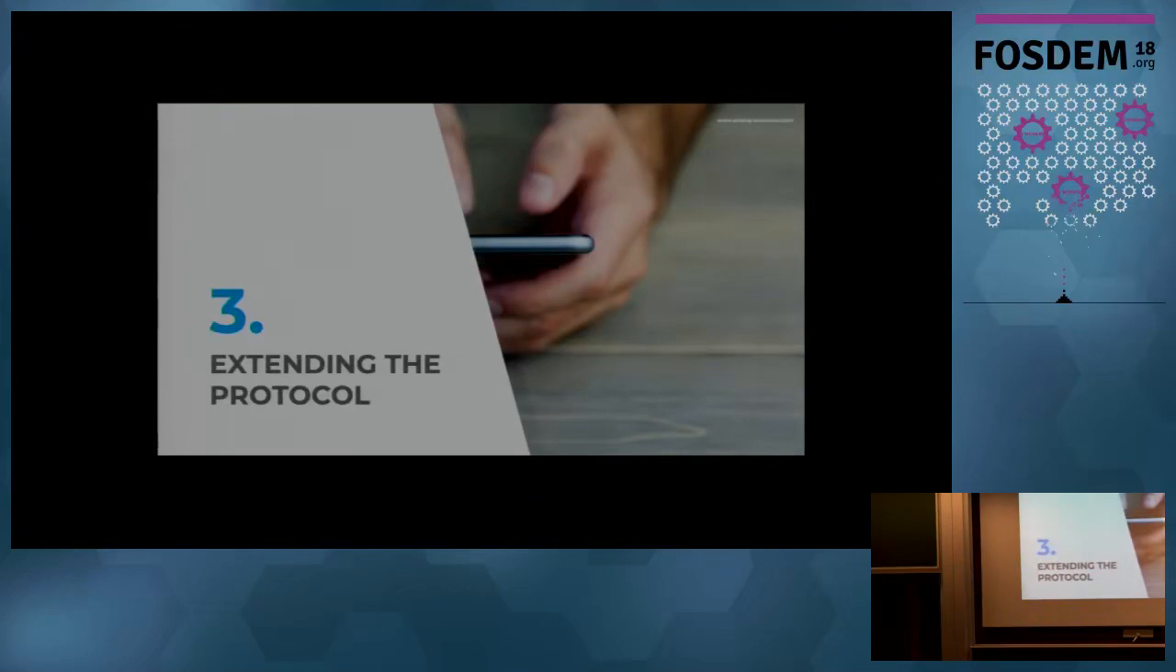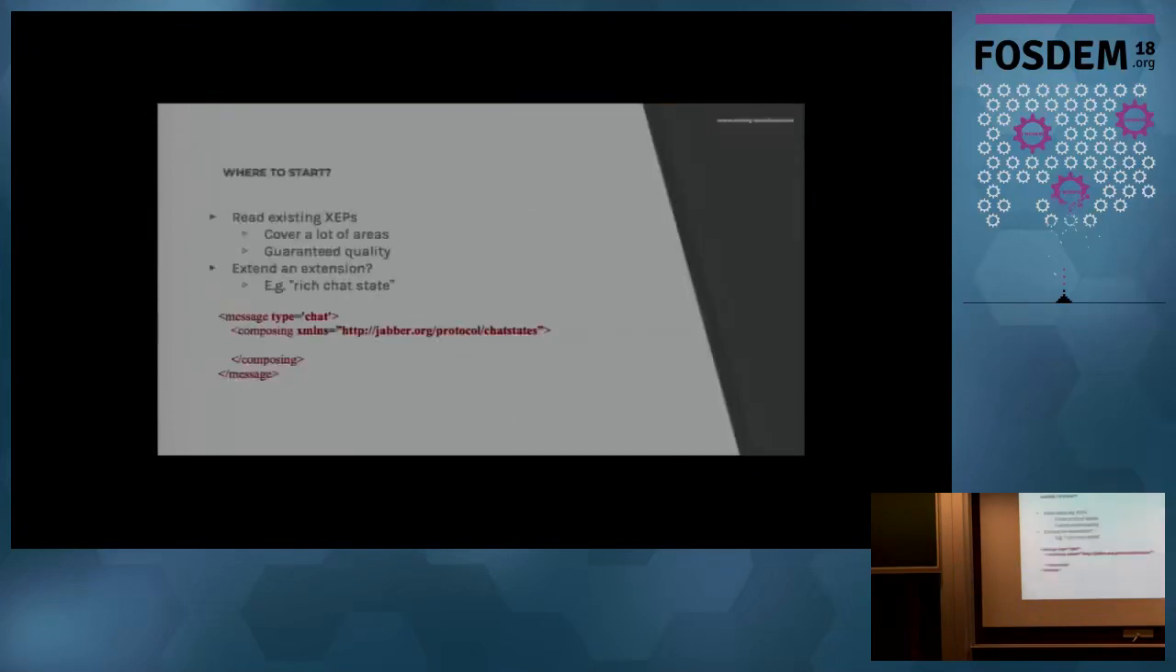Now, to the point. What if you want to extend the protocol? And how do we go about it? First thing is read existing XEPs. Really, because it's very rare that somebody comes up with an idea that has not already been covered. It happens. The good thing about them is they're really bulletproof. I mean, there are dozens of people who read them and discuss them for a year or longer before they finally get accepted.